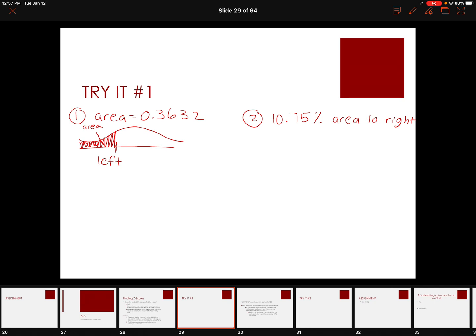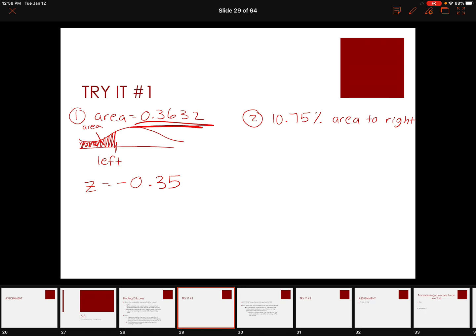So now I'm going to go to my table in the back of the book, and I'm going to find this number in the middle of the chart. So looking around, 0.3632, I find it in the negative z-score page, at a z-score of negative 0.3, and the column is 5. That would be my z-score.